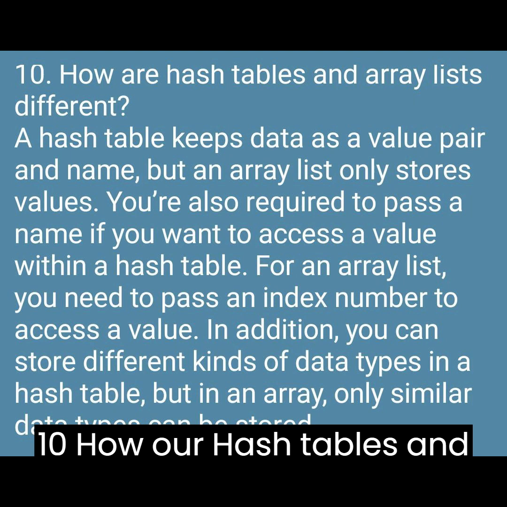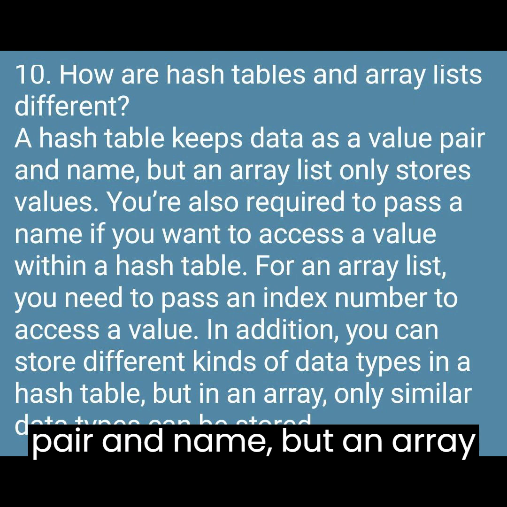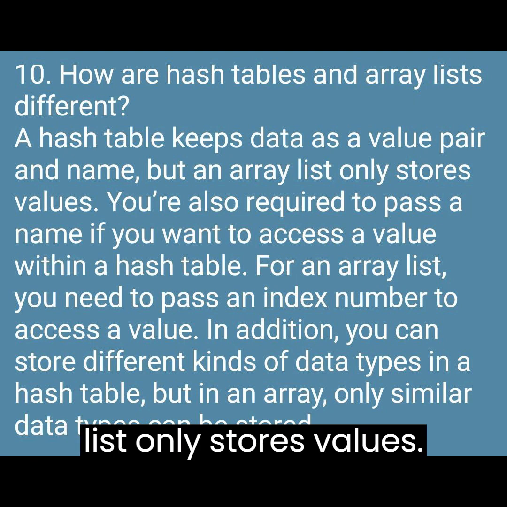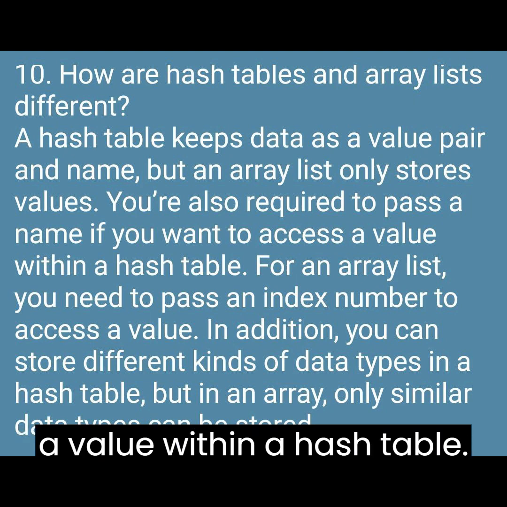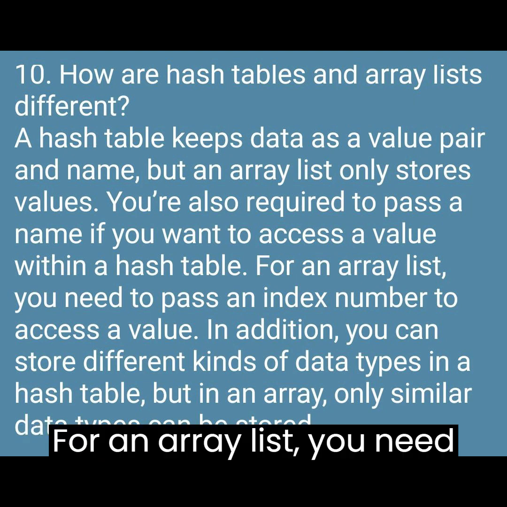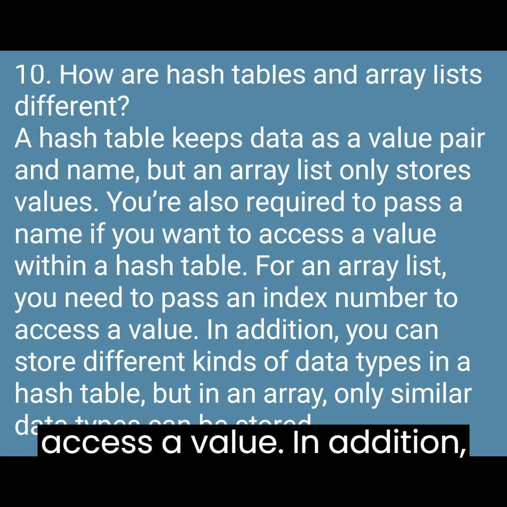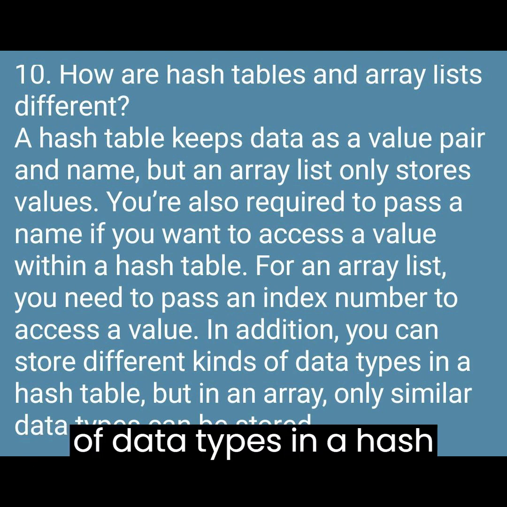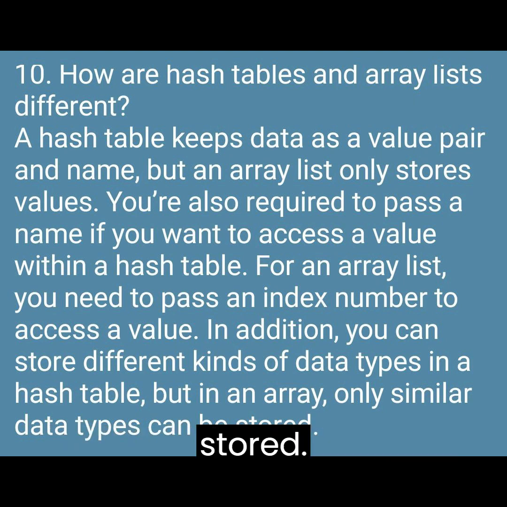10. How are hash tables and array lists different? A hash table keeps data as a name and value pair, but an array list only stores values. You're also required to pass a name if you want to access a value within a hash table. For an array list, you need to pass an index number to access a value. In addition, you can store different kinds of data types in a hash table, but in an array, only similar data types can be stored.